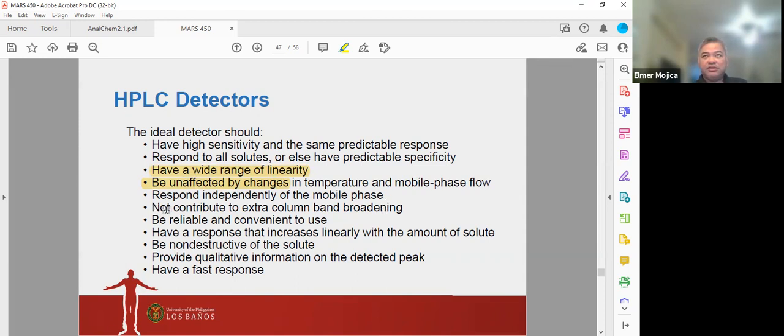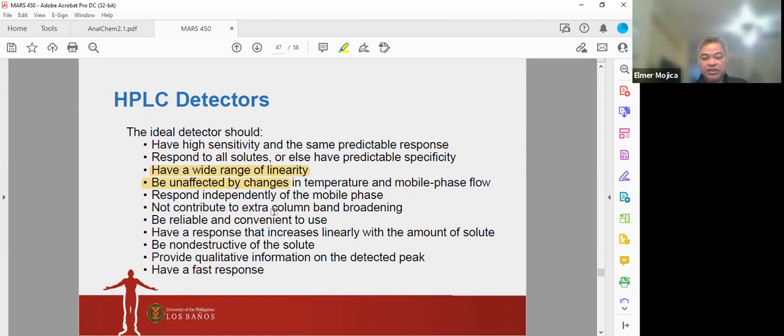Because sometimes, with some detectors, when you change the mobile phase, they also change the signal. Or when you have a gradient system, when the composition of the mobile phase changes, it gives you a peak, but the peak is not due to the samples or the analyte that you're targeting, but because of the changes in the mobile phase composition.